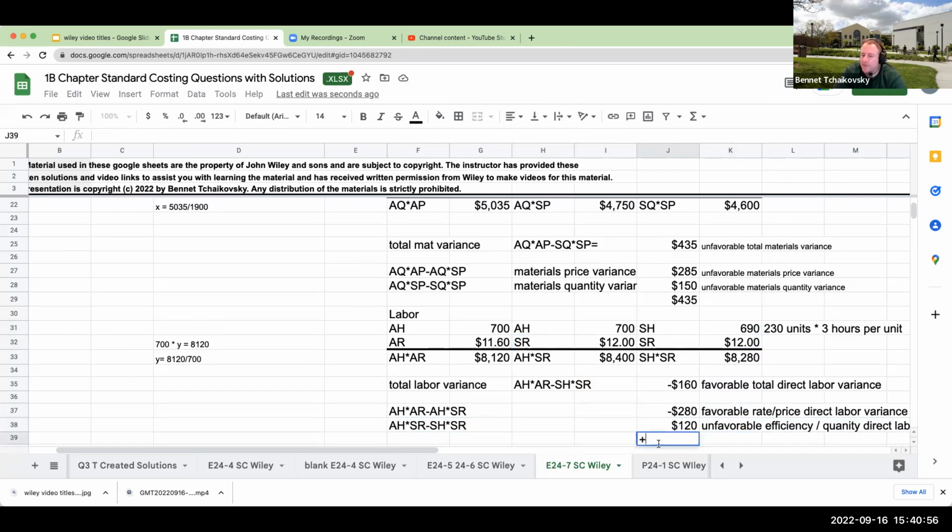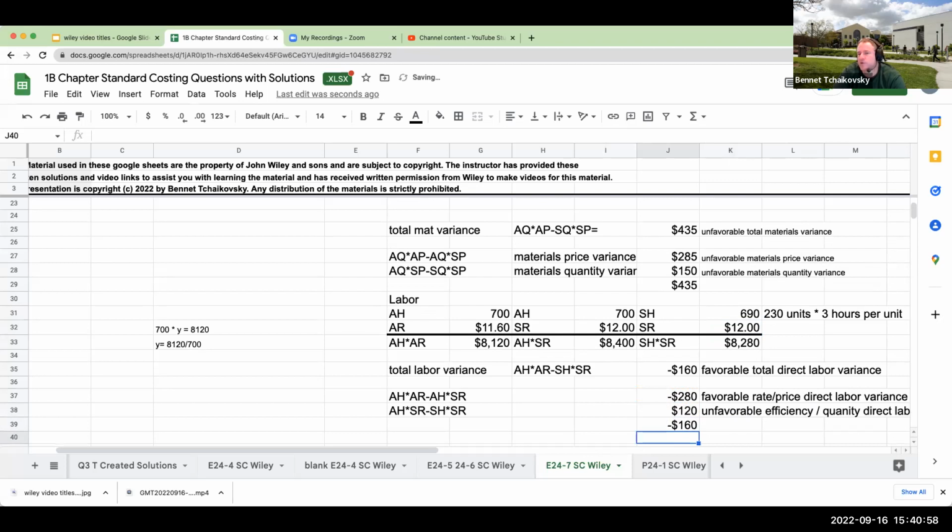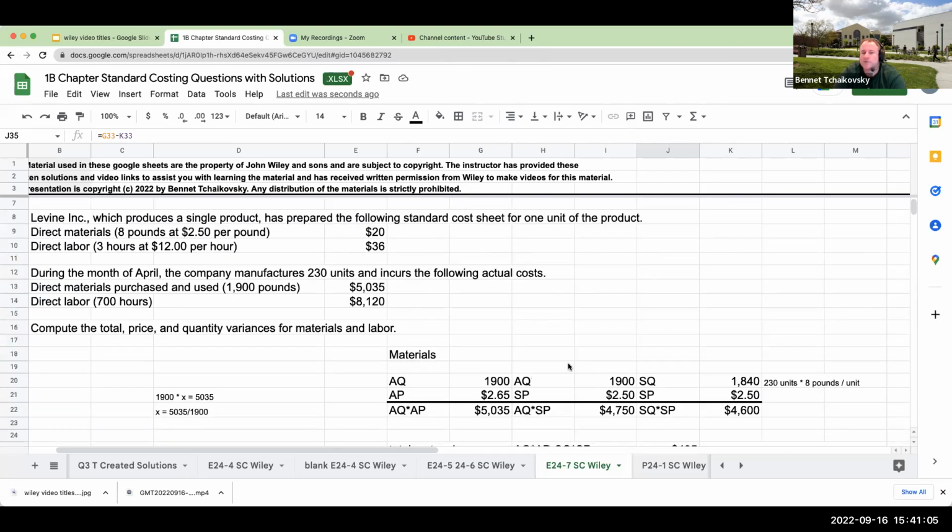So what's the last thing I want to go through and do? I want to do a total check to make sure that the total variance that I just computed is equal to this over here. So this is how we go through and compute this. And I'm just going to wait one moment here while I check my work.